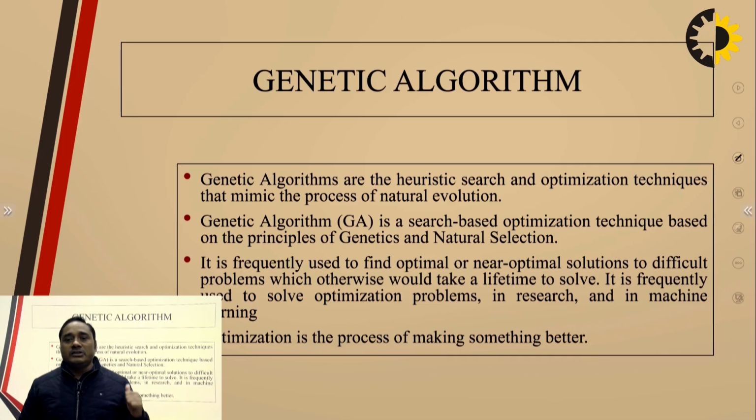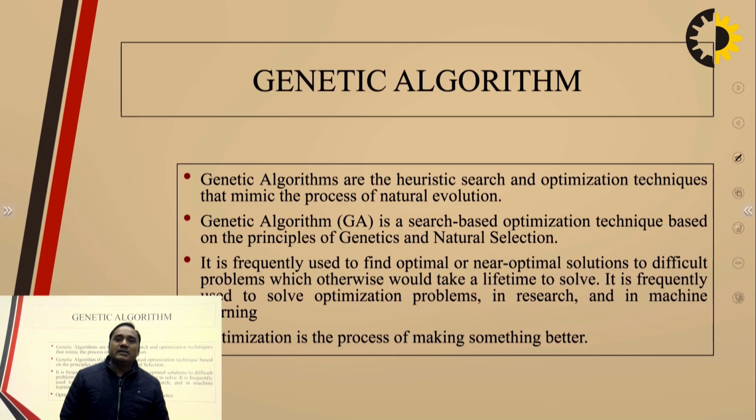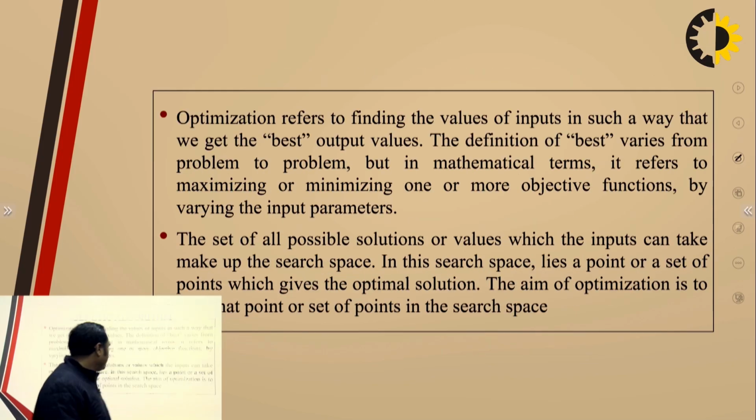So, GA, the genetic algorithm, is a very useful optimization technique for solving research problems in different areas: in healthcare, in the military, in real-time environments, and many more where you can solve the problem.